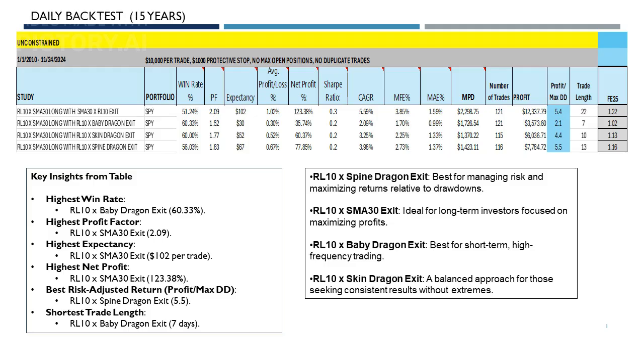Now, let's shift our focus to the daily timeframe from January 1, 2010, to November 24, 2024. Over a 15-year daily backtest, the Baby Dragon exit shows the highest win rate and profit factor. The RL10X SMA30 exit is ideal for long-term investors, while the RL10X Baby Dragon exit suits short-term, high-frequency trading. The RL10X Skin Dragon exit offers a balanced approach.